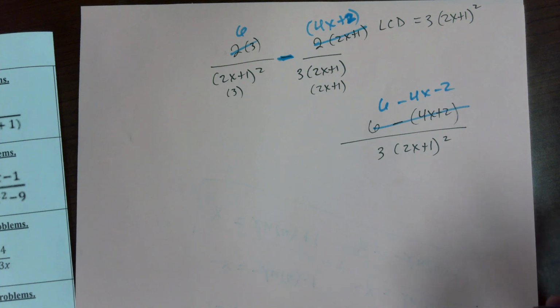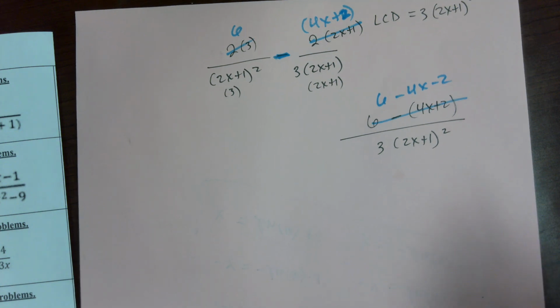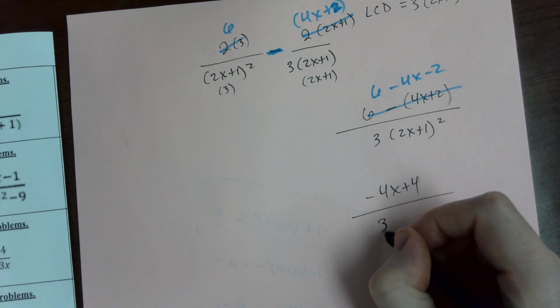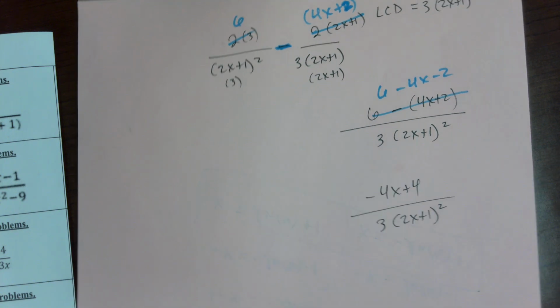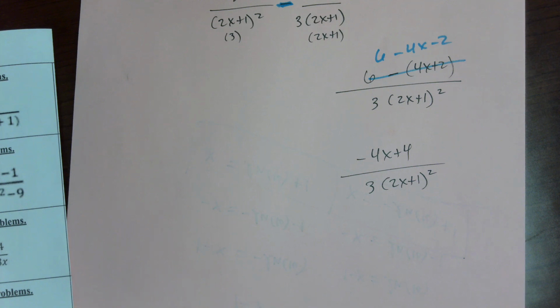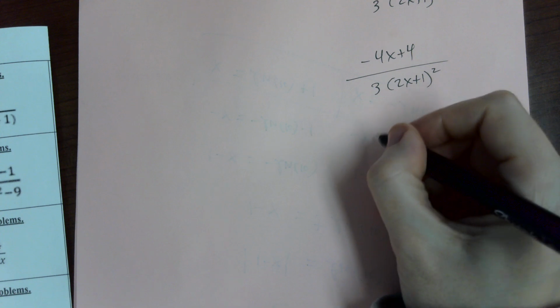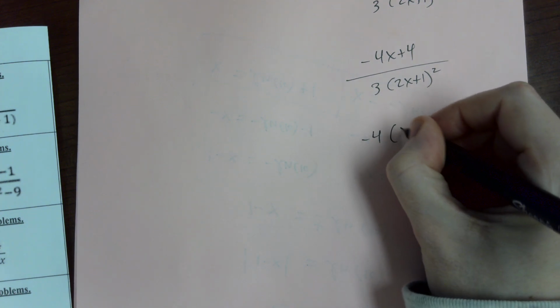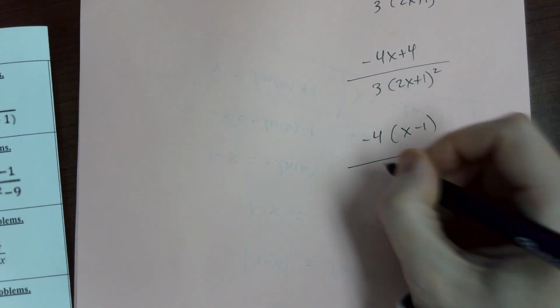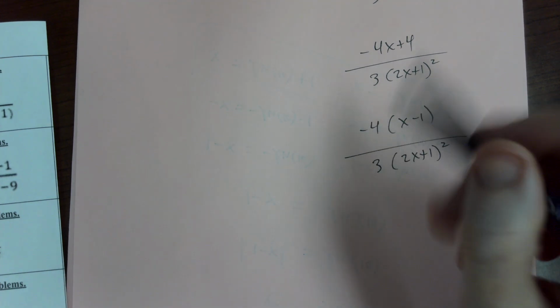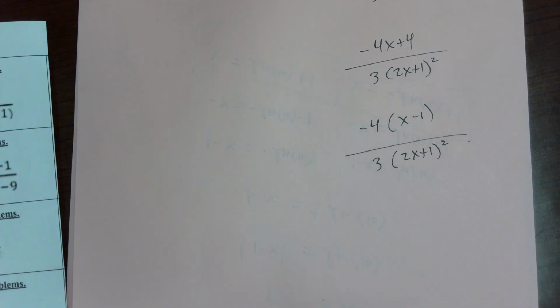Okay, so 6 minus 2, that is 4. All right, so I'm getting negative 4x plus 4. Now, guys, it says to simplify. So what you want to do at this point is factor the top and see if anything cancels. So I could take out a negative 4 from the top, and then I've got x minus 1 on the inside.